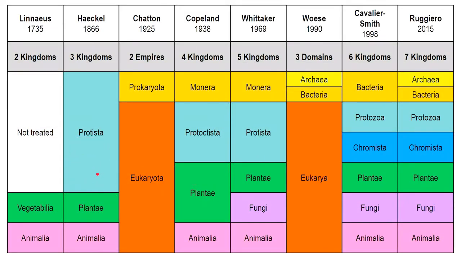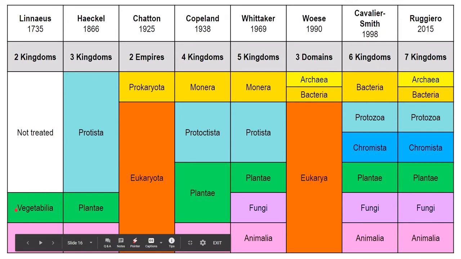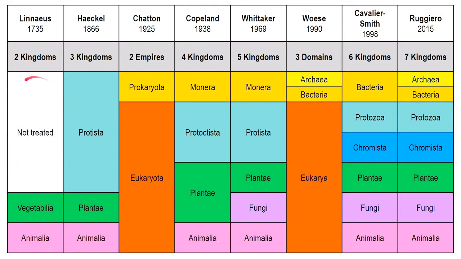This table shows us how the classification of organisms changed over time. In 1735, Linnaeus proposed that all living organisms are divided into two major kingdoms: Vegetabilia, the plant kingdom, and Animalia for animals. Since the microscope was not yet commonly used during this time, microscopic organisms were not considered in this classification. In 1866, Haeckel proposed a three-kingdom system in which he included the microscopic organisms and created a whole new kingdom, Protista, and he changed the name from Vegetabilia into Plantae.